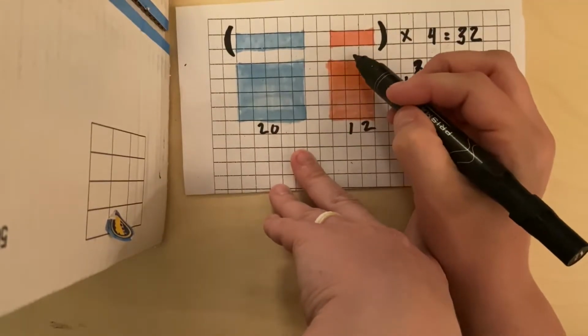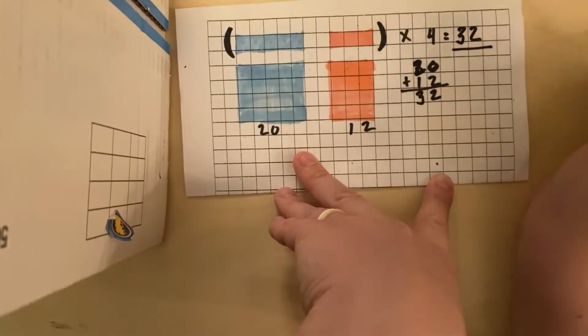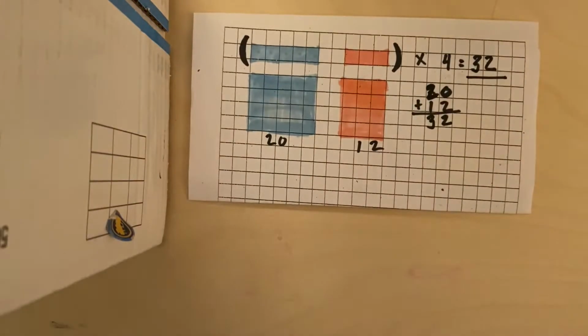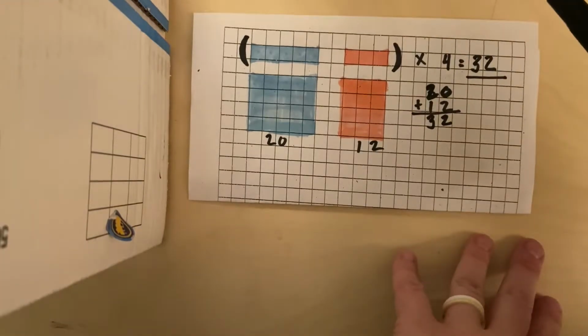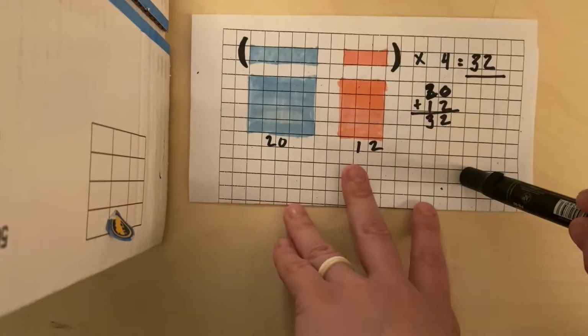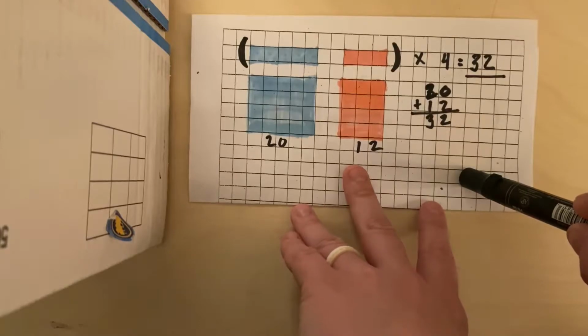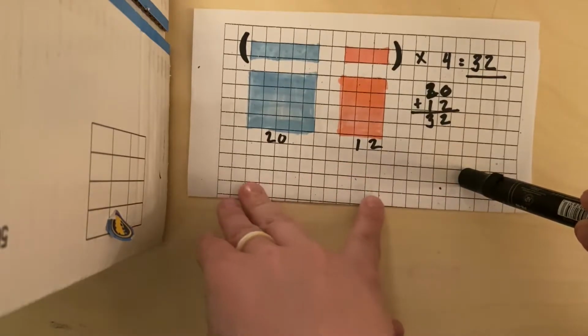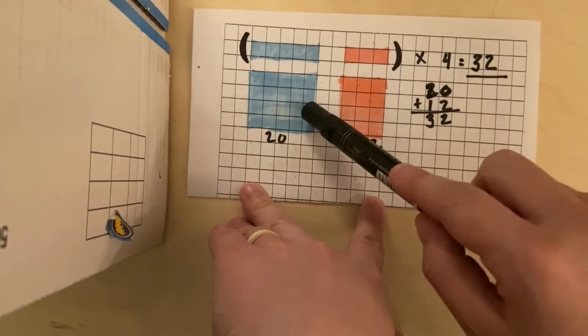So 5 and 3 times 4 equals 32. Okay, so we essentially just did exactly what we did with the beads on the mat. We just did it on paper. We drew it out instead. So you have the option of just doing it on paper where you're drawing out your problems.